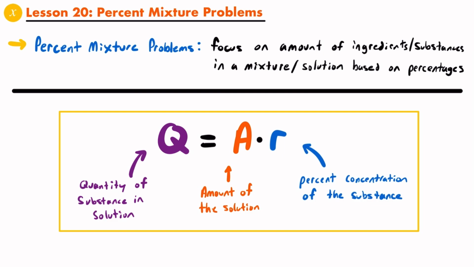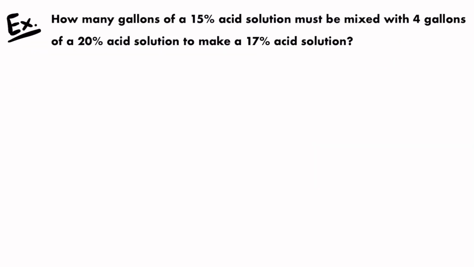And so let's take a look at our first example. All right, so for this problem, we want to know how many gallons of a 15% acid solution must be mixed with 4 gallons of a 20% acid solution to make a 17% acid solution. All right, so in this problem, we were actually working with 3 different solutions, but all of them have a percent concentration for one particular type of substance. All 3 solutions have a particular percentage of acid within them. Specifically, we're mixing a 15% acid solution with a 20% acid solution to make a 17% acid solution.